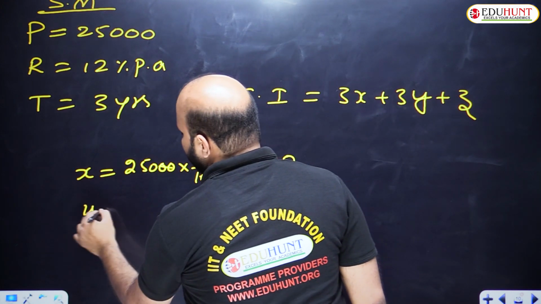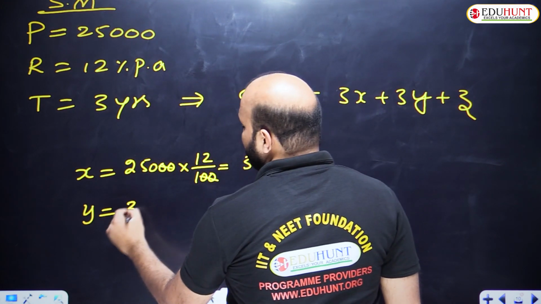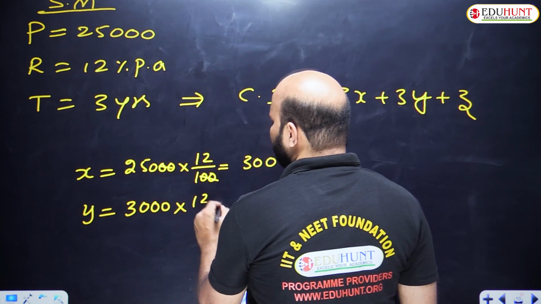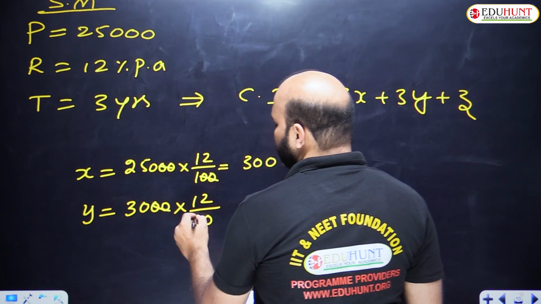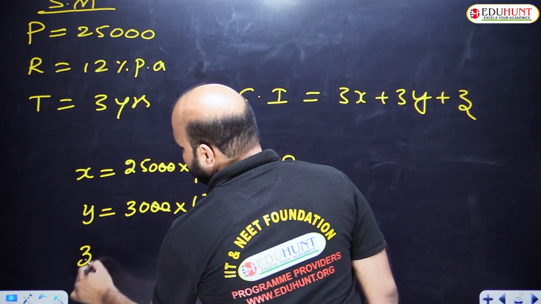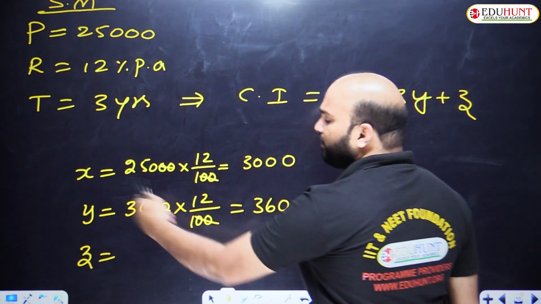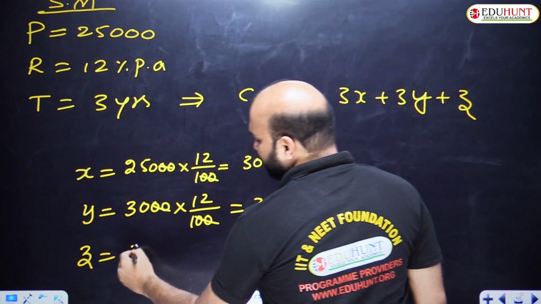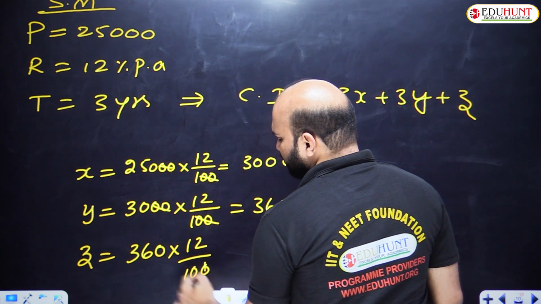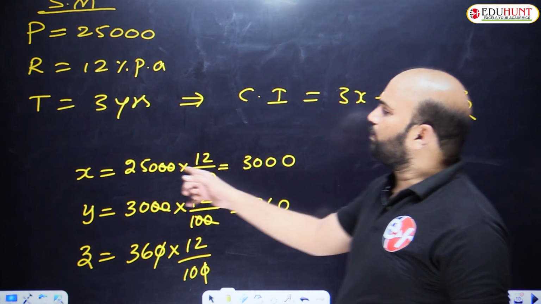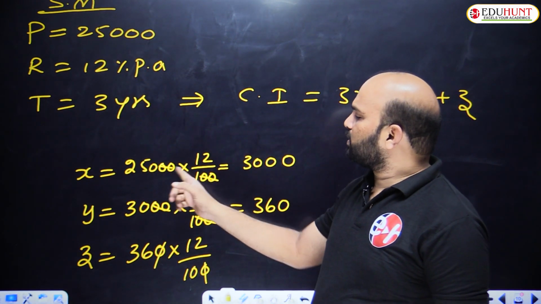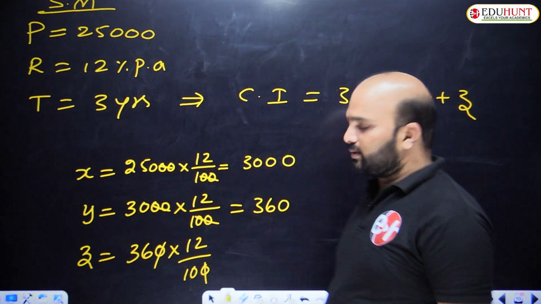And the y value, how will we get it? Again 12% of the x value, already got 3000, again we have to calculate 12% value, 360, that is the y value. How will we get the z value? Again 12% of the y value. Previously we got y value 360, again calculate 12% value. Link very important. So 12% of principal is called x, 12% of x is y, 12% of y is z. That is the logic.